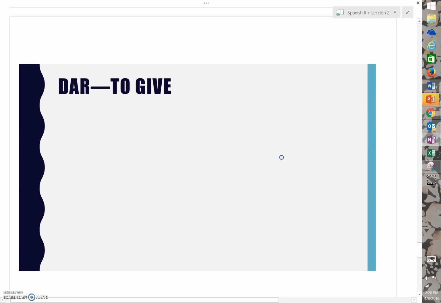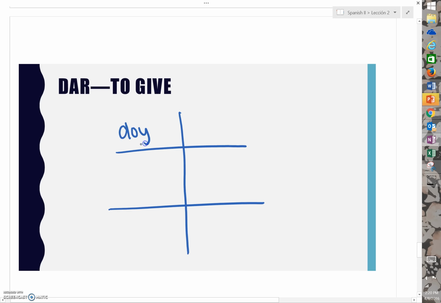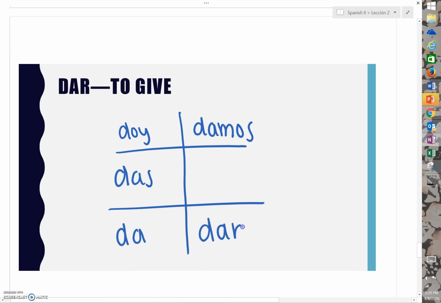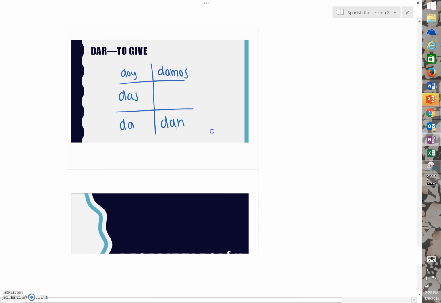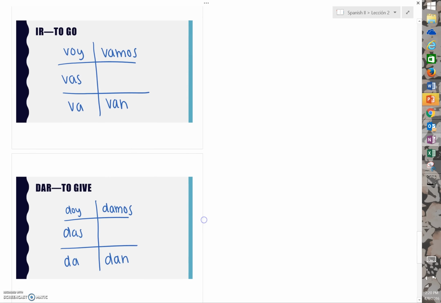Now, let's look at the conjugations of dar, which means to give, in the present. Doy, das, da, damos, dan. As you can see, if I zoom out, ir and dar have essentially the same conjugations. The only difference is the first letter. Voy, doy, vas, das, va, da, vamos, damos, van, dan. These conjugations rhyme, which is why we call group 4 our rhyming conjugations.